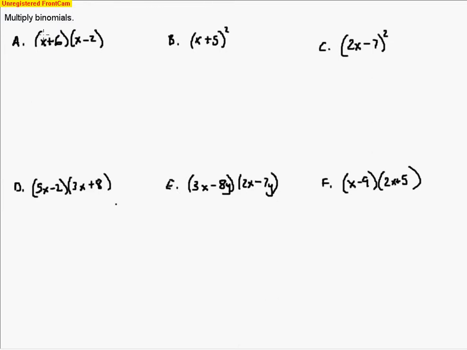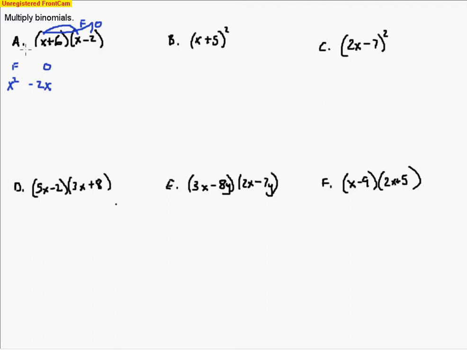So let's take a look at our first terms here, x and x. Those are our first terms. And those first terms multiply to make an x squared. So remember, we're just doing x times x makes x squared. Then we moved on to the outside terms. And those are x and negative 2. And since it's a negative and a positive, it's a negative 2x.